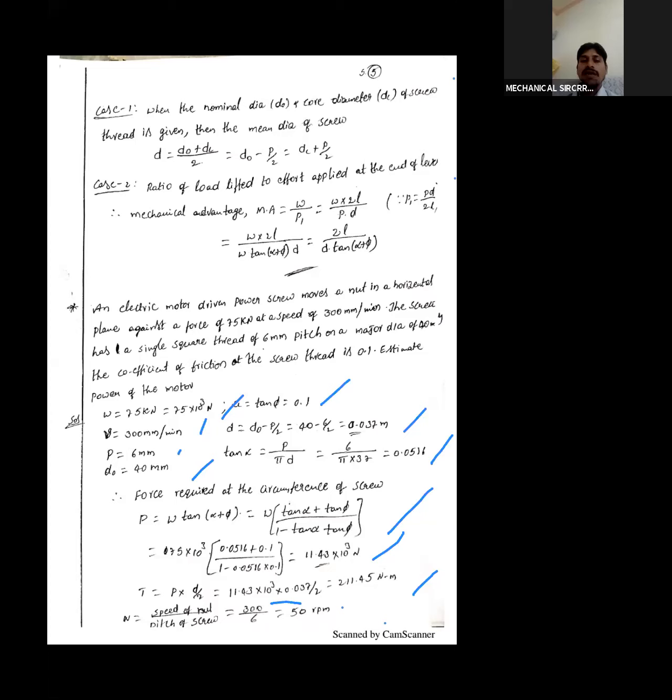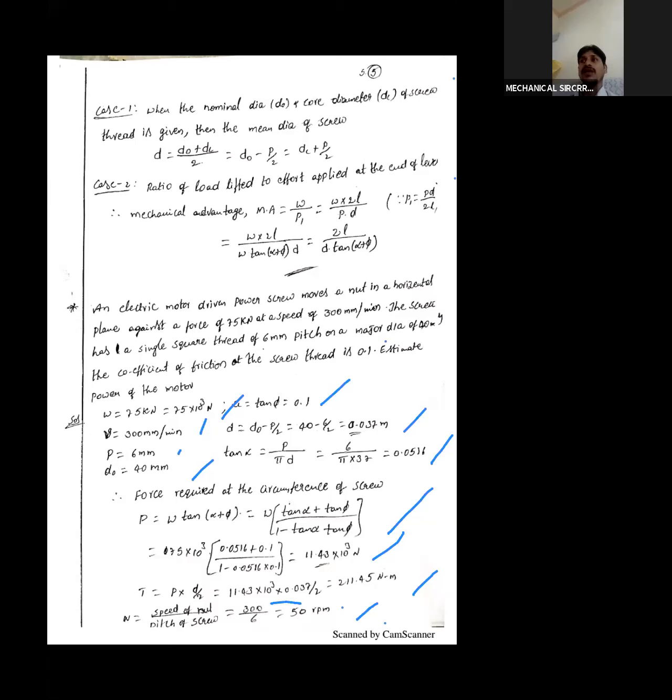Next is the speed of the motor. N equals the speed of the nut divided by the pitch of the screw. The speed of the nut is 300 mm per minute, and the pitch value is 6 mm. So 300 by 6 gives N equals 50 RPM.